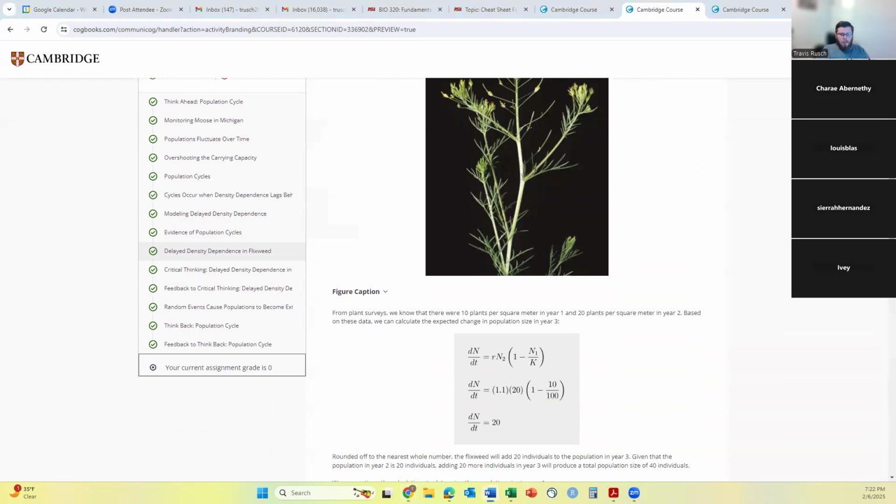Then this is talking a little bit about delayed density dependence in flaxweed.